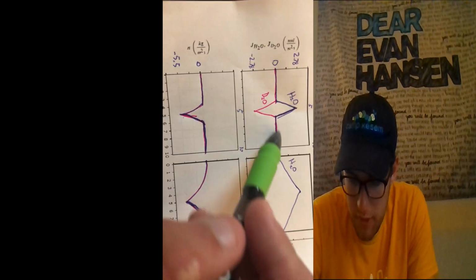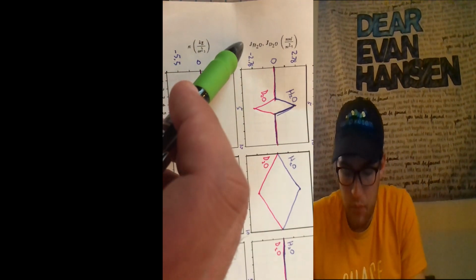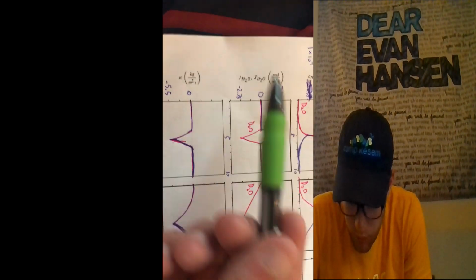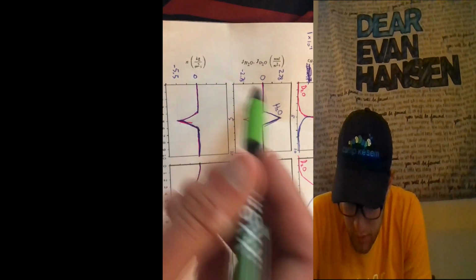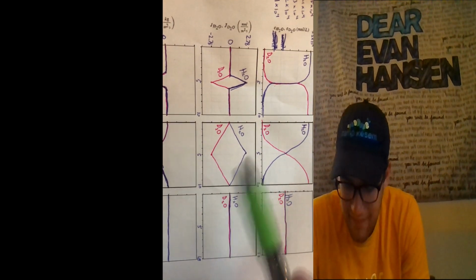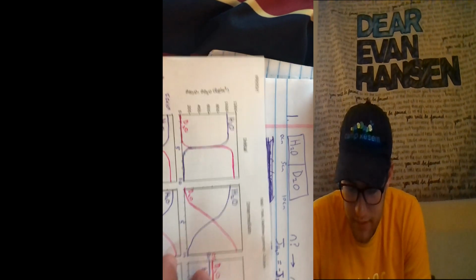Now right here in the middle we will have a lot of diffusion, and we know that it gets all the way up to 2.78 for water, and it gets all the way down to negative 2.78 for deuterium, which is essentially the same, but that's the one we picked on going left. So it will look like this.